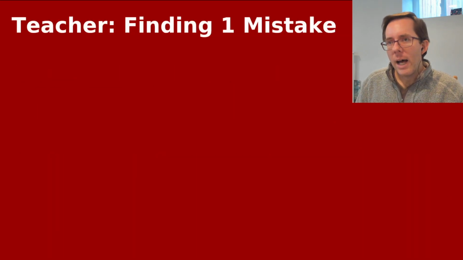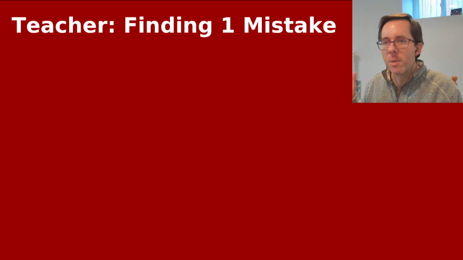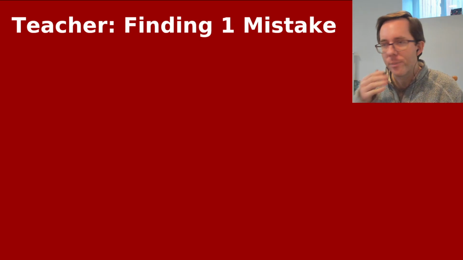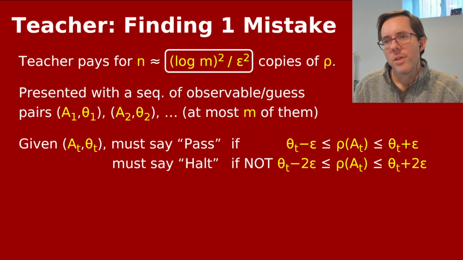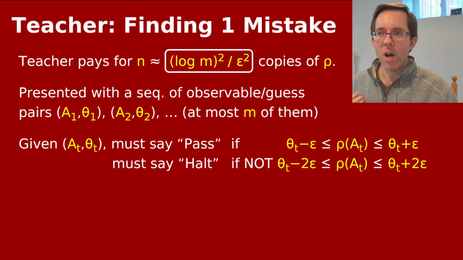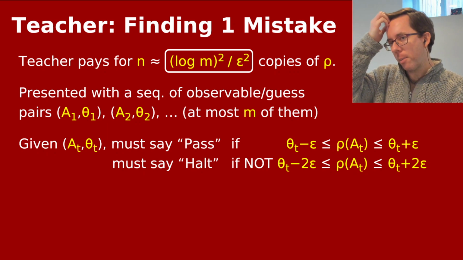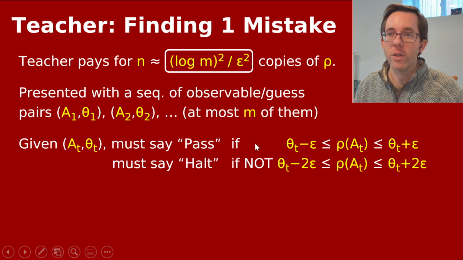Okay, so let's just think about what the teacher has to do, not for all time, but from the beginning of the game up until the first time that the teacher declares a mistake. So let's think about that initial portion of the game. The teacher is going to pay for some number of copies of rho. Well, really, the teacher is the shadow tomography algorithm now. So they're going to pay for some number of copies of rho. And what we want to show, or what actually our paper does show, is that it will be sufficient for the teacher to pay for this many copies of rho, log m squared over epsilon squared copies of rho.